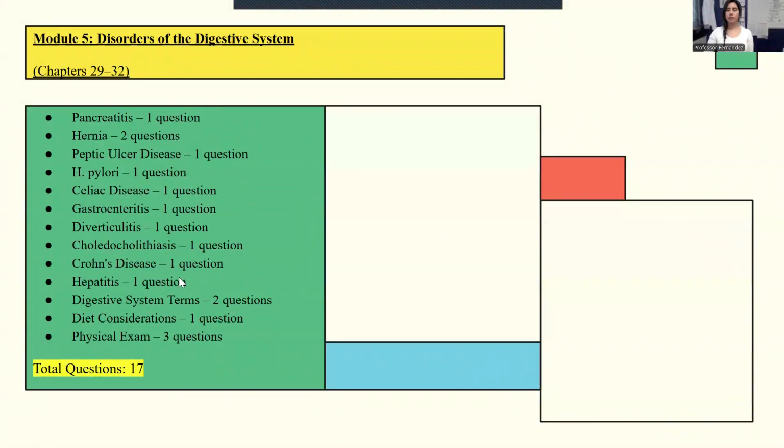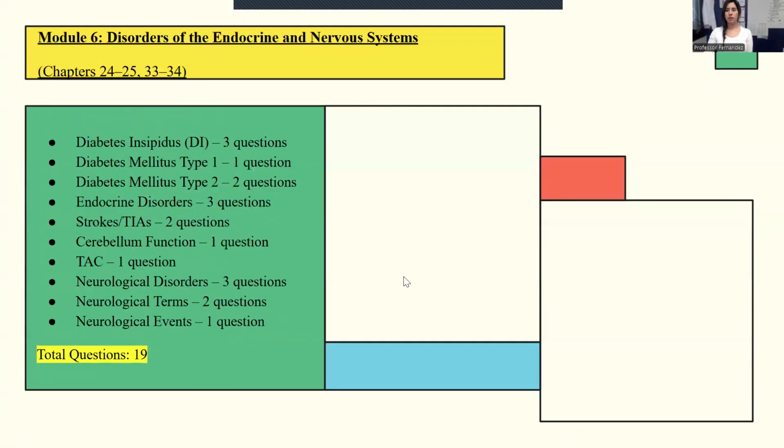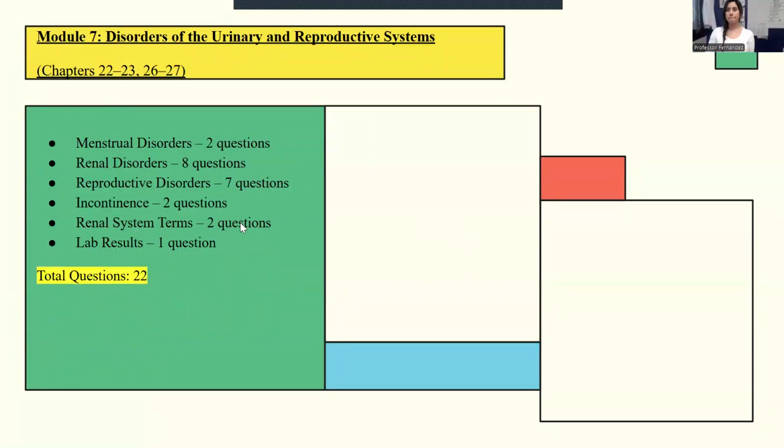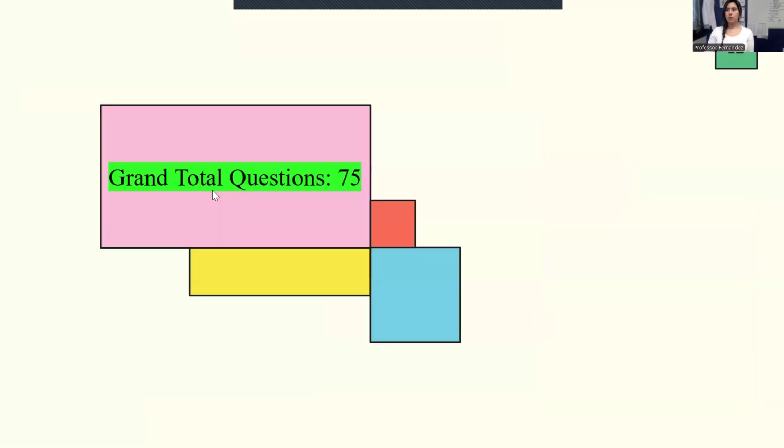And then we have the same over here on this side. This would be for module 5. There's going to be 17 questions, and you can see here is module 6. There's going to be a total of 19 questions coming out of module 6. And then for module 7, there's going to be 22 questions, and out of these 22, 2 are going to be true or false, and the rest multiple choice, okay? And then our grand total is 75 questions, okay?